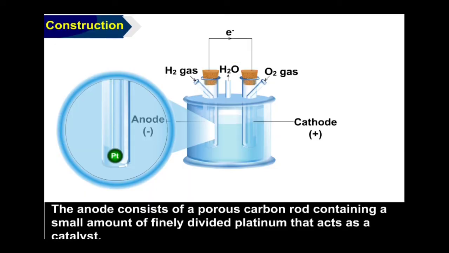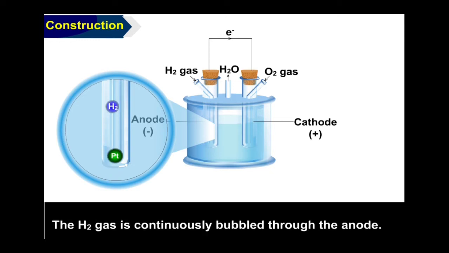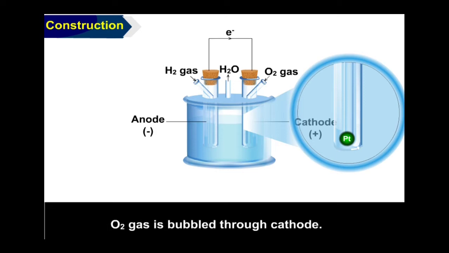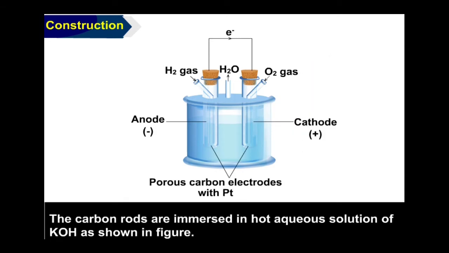Construction. The anode consists of a porous carbon rod containing a small amount of finely divided platinum that acts as a catalyst. The hydrogen gas is continuously bubbled through the anode. The cathode is also a porous carbon rod impregnated with finely divided platinum catalyst. Oxygen gas is bubbled through the cathode. The carbon rods are immersed in a hot aqueous solution of potassium hydroxide as shown in this figure.